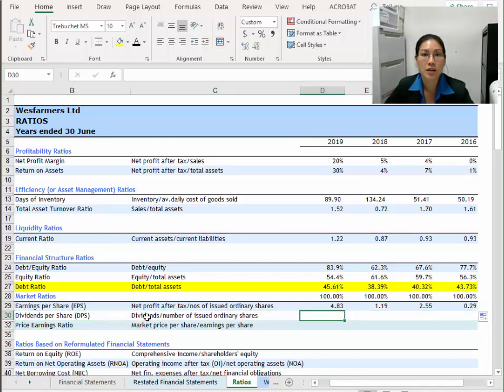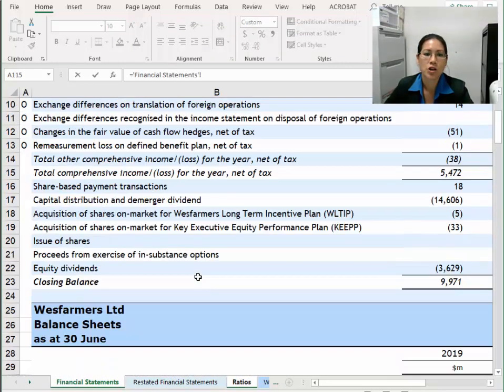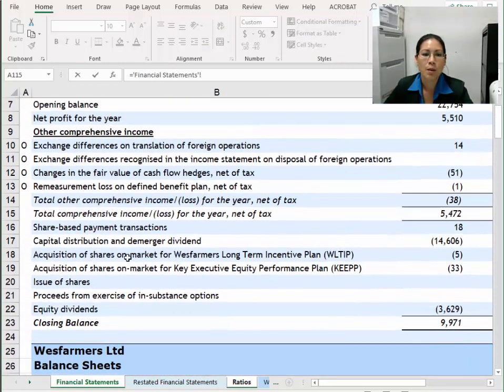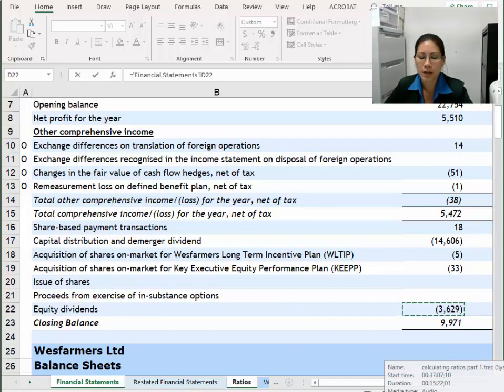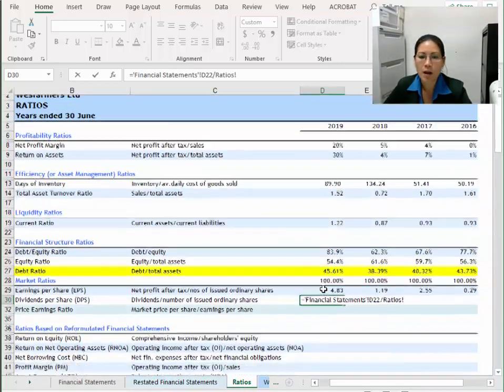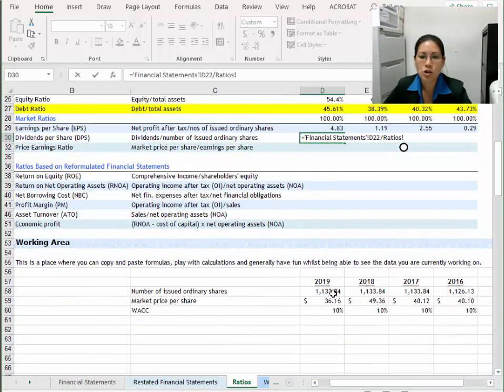Your dividends are found in your statement of changes in equity. So dividends, go right up to your statement of changes in equity. It's under the transactions with shareholders and usually towards the end somewhere. So mine are called equity dividends. So I'm going to link to that and divide it by my number of ordinary issued shares here.